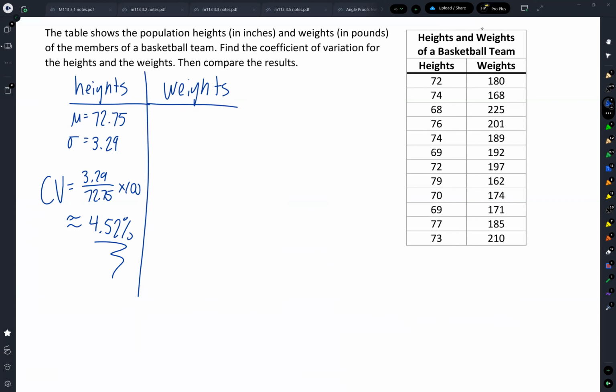Now for the weights, let me do that as well. Type those in: 180, 168, 225, 201, 189, 192, 197, 162, 174, 171, 185, and 210.